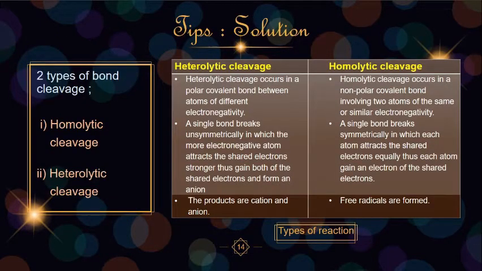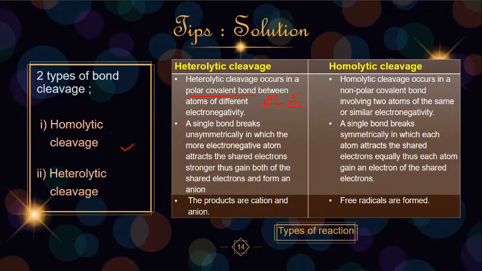There are actually 2 types of bond cleavage, which are homolytic cleavage and heterolytic cleavage. Done. And then you need to discuss this. Heterolytic cleavage occurs in a polar covalent bond. For example, if you have H and Cl, you can see partially positive for hydrogen and partially negative for Cl. So you can see this is a polar covalent bond, with a different electronegativity.